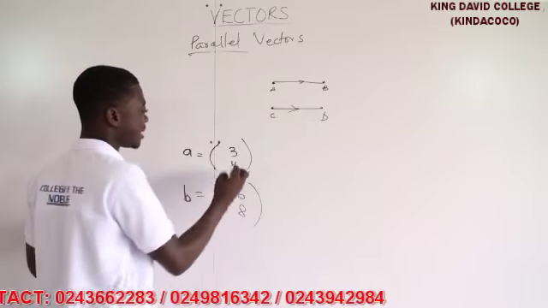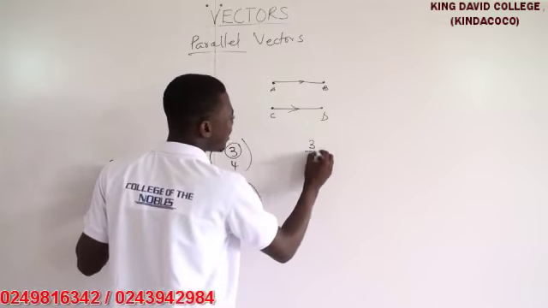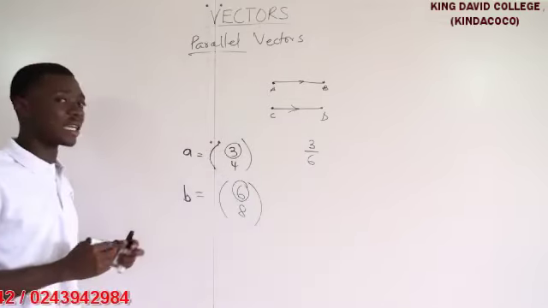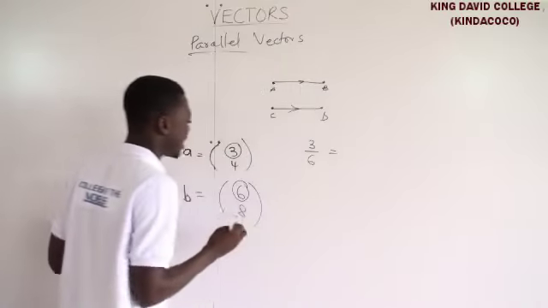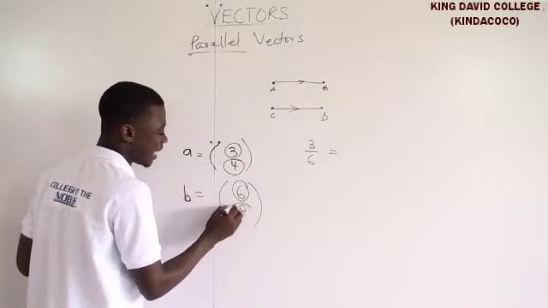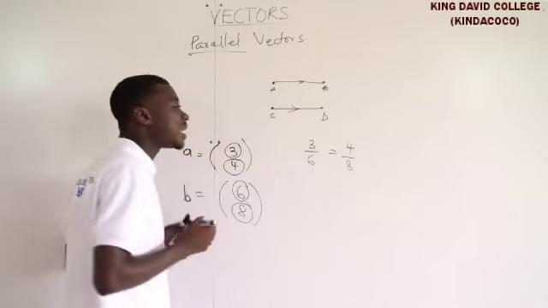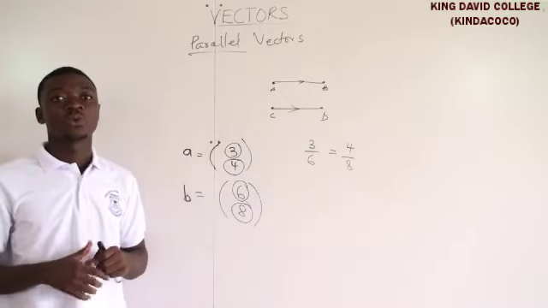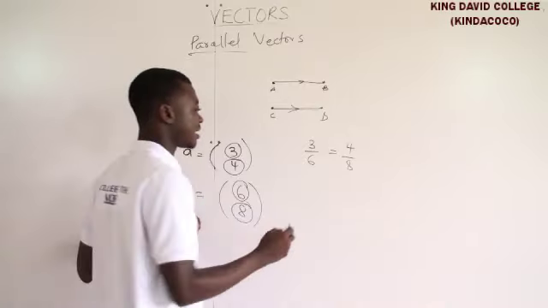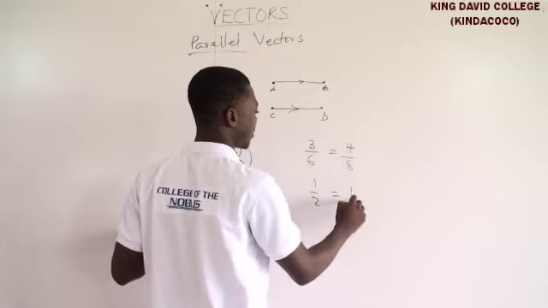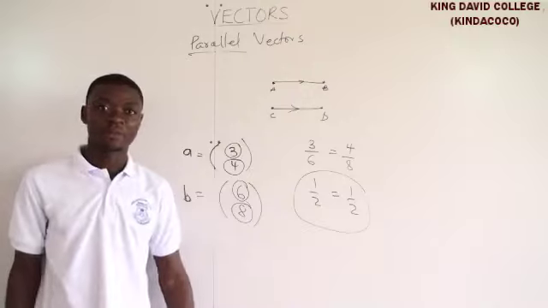That is what I mean. This is the x value, this is the x value. So 3 divided by 6 should be equal to, when I divide this one by this, 4 divided by 8. When this is true, then A and B are in parallel. So 3 over 6 is half, right? And 4 over 8 is also half. Hence, A and B are in parallel.